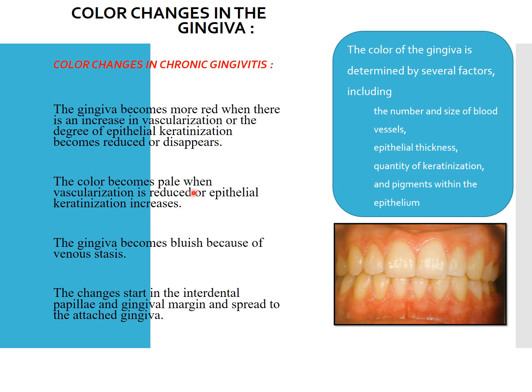Mostly you can see that vascularization will be reduced in patients with anemia and also in females with menstruation. The gingiva becomes bluish because of venous stasis. You can see this in chronic gingivitis, that is the third stage of gingivitis, and the changes start in the interdental papilla, then go to the gingival margin, and then spread to the attached gingiva.